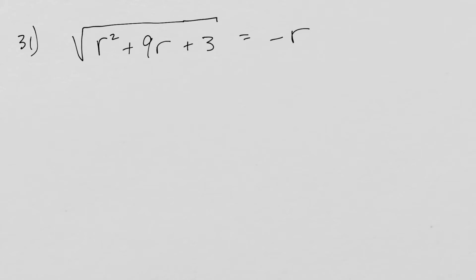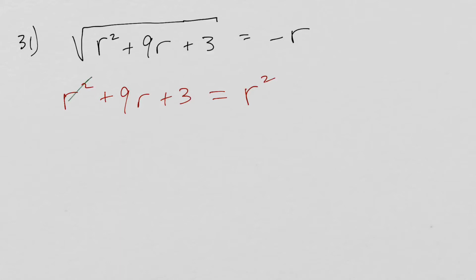Okay, in this problem, when we find r, it has to be 0 or negative. If r is any positive value, that's going to make this a negative value, and that'll make the square root equal to a negative number. So r is okay as long as r is a negative number or 0. Okay, so let's square each side. I'll square the left and get that. I'll square the right and I'll get a positive r squared because anything squared is positive.